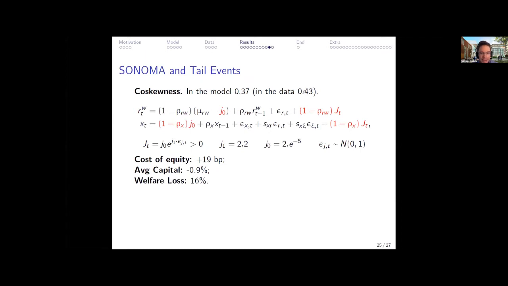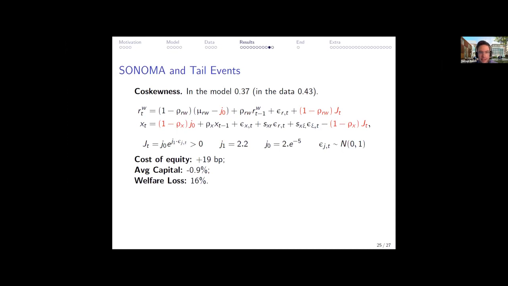So what do we get from adding this common tail shock? Well, in small samples, most of our simulated moments change only slightly from the table that I showed you earlier. There are, however, three notable departures. First, the cost of equity increases. Second, there's a decline in the steady state level of capital, and specifically, this increase in the cost of capital reduces the steady state capital to productivity ratio by almost a percentage point.